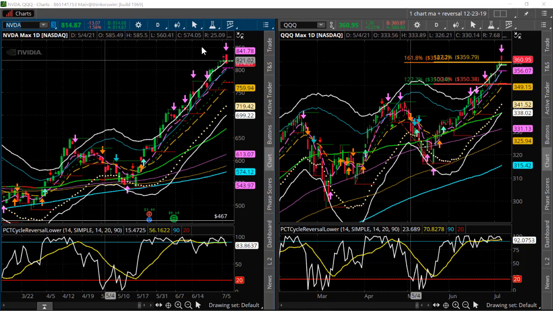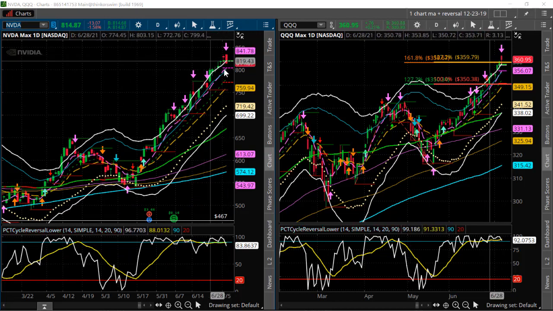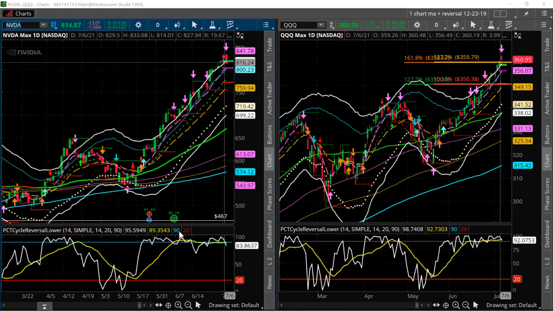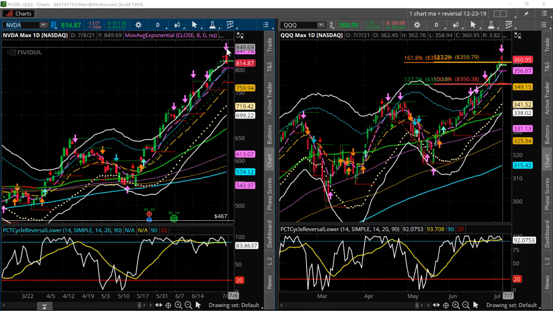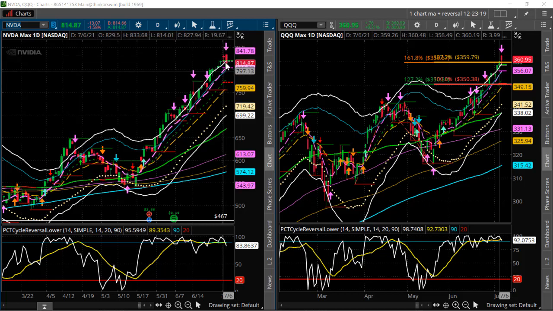So here's NVIDIA, extremely extended at the 3 ATR, very overbought, and starting to get a reversal. This white cross in the yellow is a reversal indicator. You can see the arrow here. NVIDIA makes up about 2.88%.